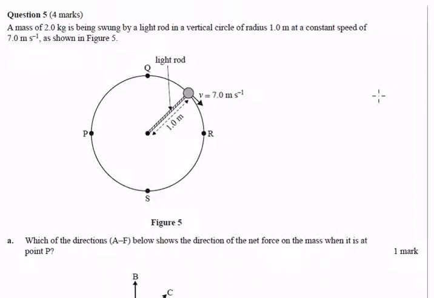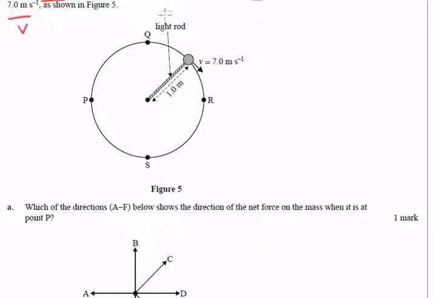Right, they move from that bank circular motion to a vertical circular motion question here. So this is a mass of 2 kgs being swung in a radius of 1 metre, constant speed of 7 metres a second. Right, swung around. This is a vertical circle, round and round and round.